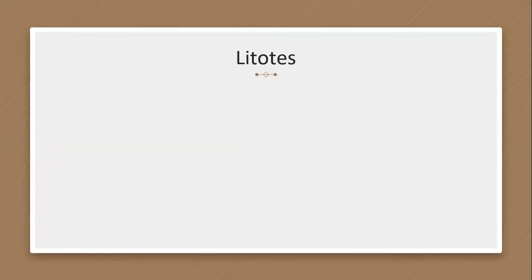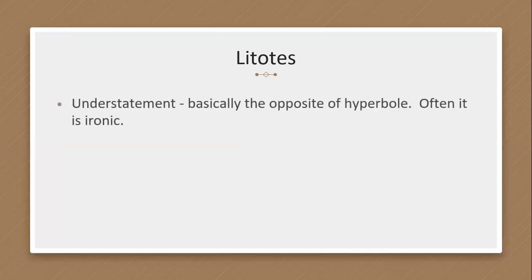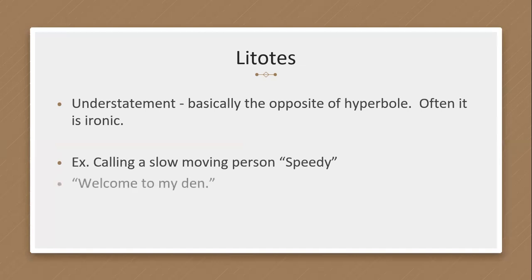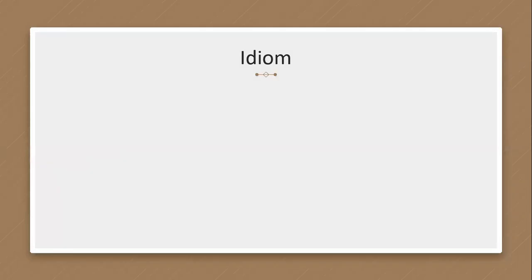The opposite of hyperbole, we have litotes. So a litotes is an understatement. It's the opposite of hyperbole. Sometimes it's ironic, yeah. For example, like calling a slow-moving person speedy, or maybe welcome to my den, something like that. It's an understatement. Okay, next we have idiom.